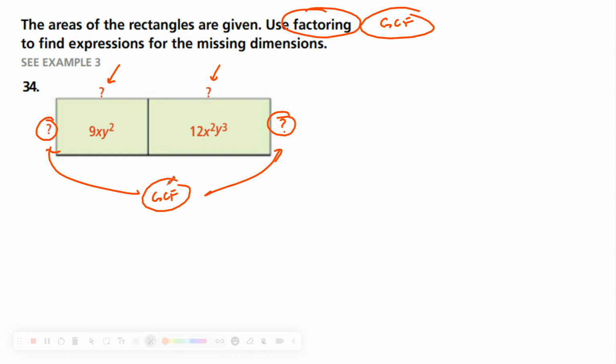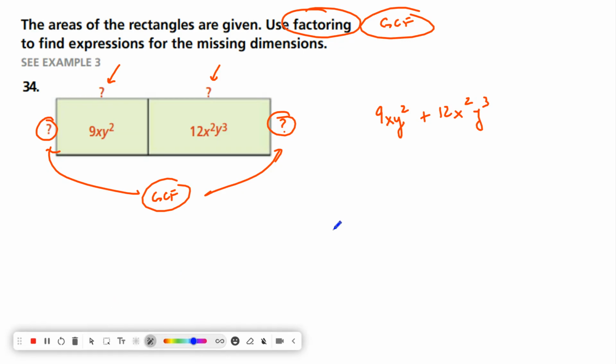Now, you can put a plus sign between them. You can just let them hang out. I'm going to put a plus sign just because that's what I'm used to seeing. So we're going to say this is 9xy squared plus 12x to the second, y to the third. And you're like, Mr. Chappell, there's x's and y's. Well, that's okay, right? We just deal with each variable at a time.